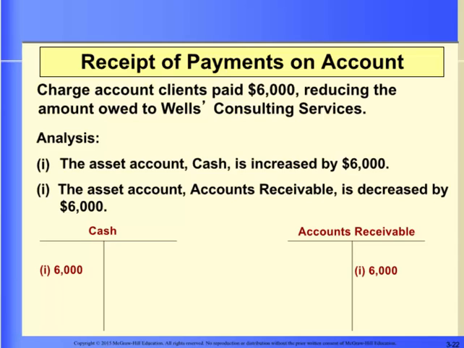Wells Consulting collected some of the money owed by its customers. Let's see how to record this transaction in our T accounts. Both of the accounts utilized are assets. One asset, cash, is going up, so it is shown with a debit. The other asset, accounts receivable, is going down, so it is shown with a credit. Here is the transaction, which has been entered into both of the affected accounts. Cash is debited by $6,000, and accounts receivable is credited by $6,000.